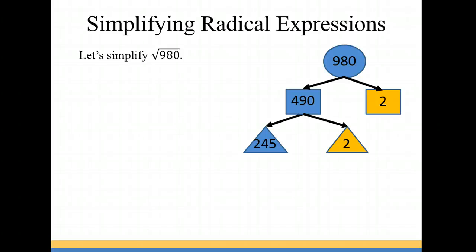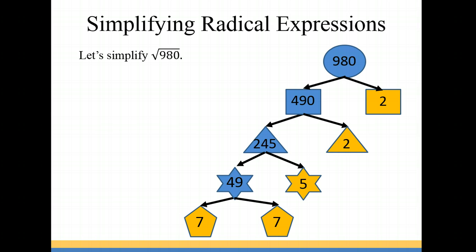Now we're going to look for a prime number that goes into 245 evenly, and I used 5. 5 goes into 245 49 times. Now we're going to use 49 and break it up, and 49 is 7 times 7. So the prime factors of 980 are 2 times 2 times 5 times 7 times 7. Now notice that 2 of them are duplicates. So we have 2 squared, and we have a 7 squared, and then we have a 5.